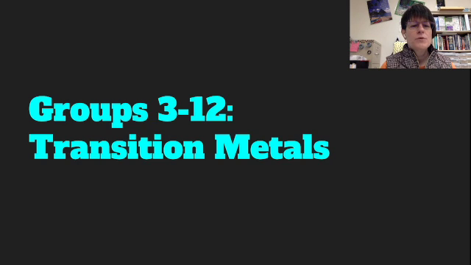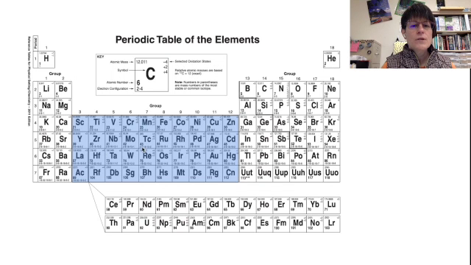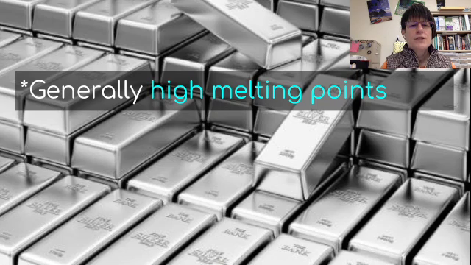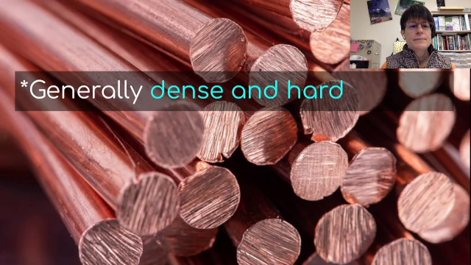Groups 3 through 12 are called the transition metals, right here in the middle of the table. This is a large group of elements that have their highest energy electrons in interior d sublevels, so we also call this the D block. They generally have high melting points. There are some exceptions, though, because there's mercury, which is a liquid at room temperature. They generally are dense and hard.